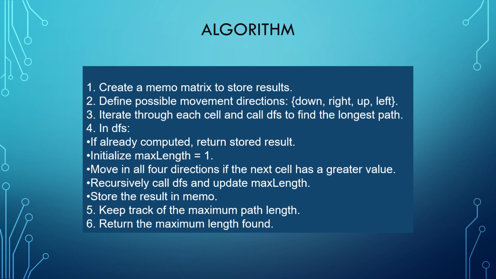And after that, if these 2 conditions hold true, we can recursively make a call to the DFS and then finally update the maximum length for that particular cell. And finally, we will be storing the result in the memorization grid. So this happens while exploring each cell in a grid. And after exploring, we will be keeping track of the maximum path length for each cell in a grid, and finally we will be returning the same.